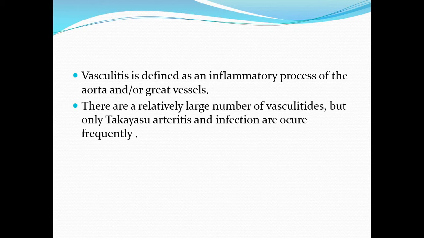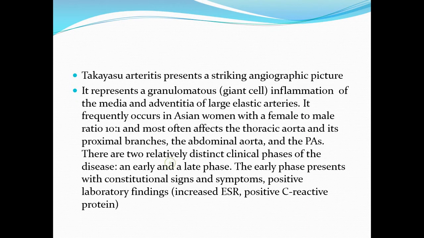Regarding vasculitis, it is defined as an inflammatory process of the aorta and or great vessels. There are a relatively large number of vasculitides, but only Takayasu arteritis and infection occur frequently. Takayasu arteritis has striking angiographic pictures. It is a granulomatous or giant cell inflammation of the media and adventitia of the large elastic arteries.